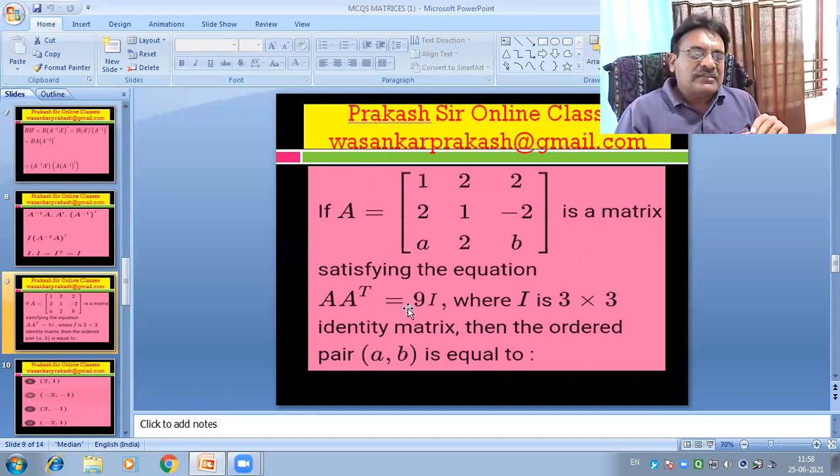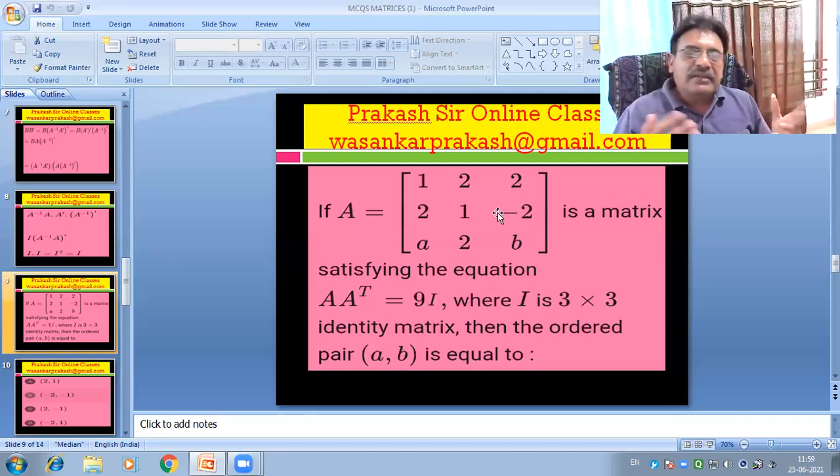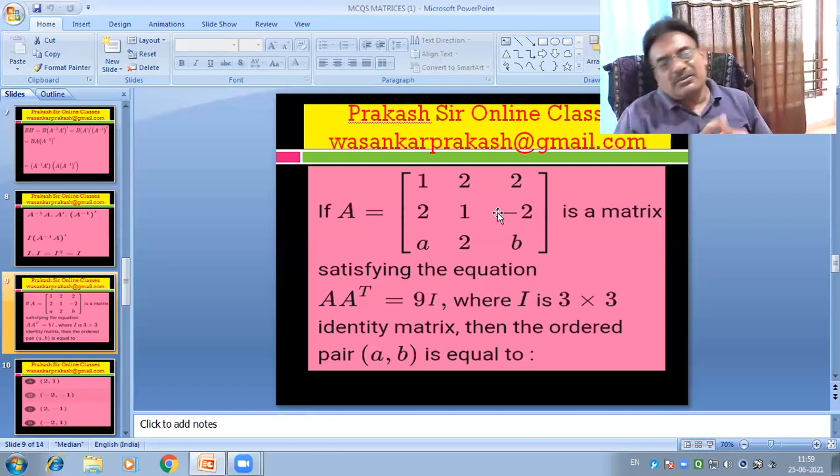So first we write the given matrix equation. The A matrix is given. Then we write the transpose of this matrix, that is, in this matrix we interchange rows and columns, then we get the transpose matrix. That equals 9I, where we write the identity matrix of order 3 by 3, that is [1 0 0; 0 1 0; 0 0 1]. After solving this, we get the required values of a and b, or the required ordered pair (a, b).